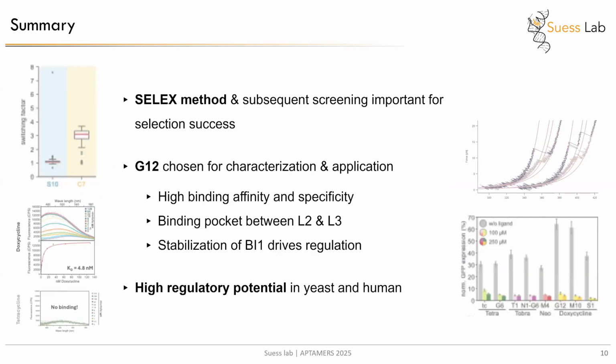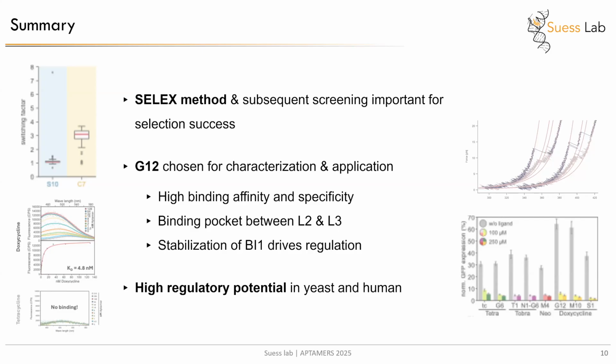And with this, I'm at the end of the talk. I think the important part is that what we saw is that the Capture-SELEX method and especially subsequent screening are extremely important for the identification of regulatory aptamers. But it also seems that although the Capture-SELEX provided us more sequences that were switching, we still got the best candidate from the column SELEX, but just by great luck.